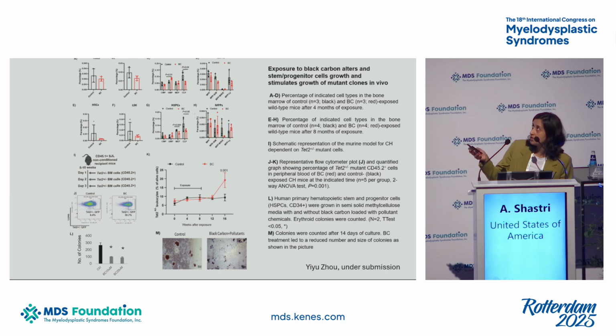But across the board, you can see it does trigger a kind of bone marrow failure phenotype. Here, this is actually a CH model where we used TET2 mutant CD45.2 cells. And here, after exposure to black carbon, at about 16 weeks, we could see clonal expansion. In these mice, we also did colony assays with MethoCult, and the number of colonies is reduced. And qualitatively also, we see reduced colonies compared to controls.